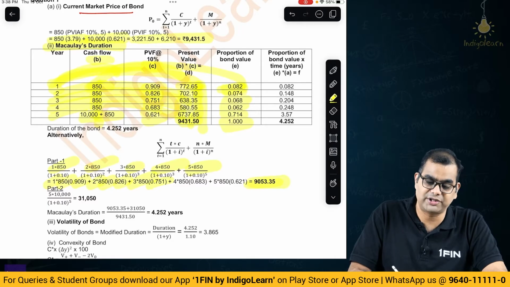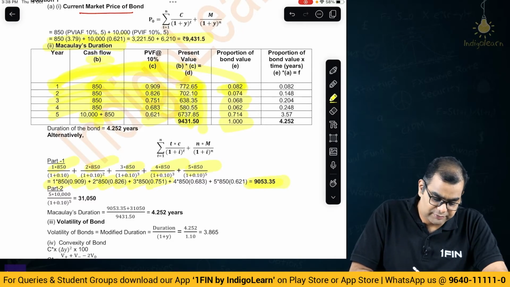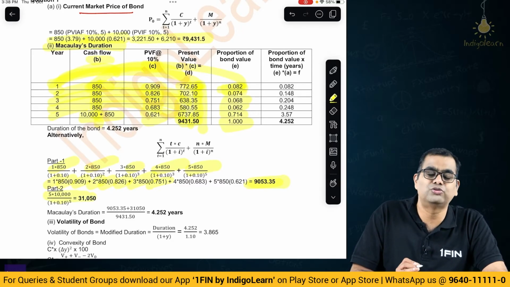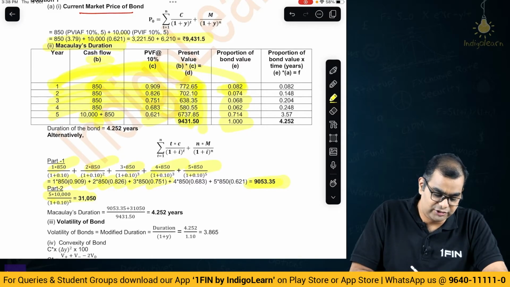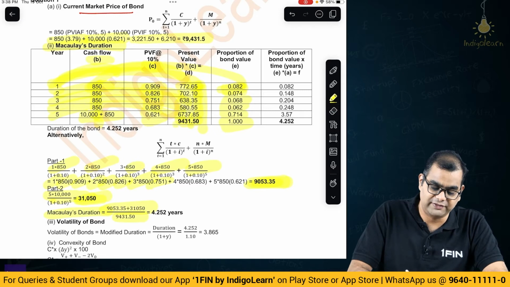So coupon value summation is 9053, and then you do for the maturity value 5 into 10,000 divided by 1.1 power 5, you will get 31,000. So Macaulay duration is 9,000 plus 31,000 divided by price of the bond, which is 9431. So you get 4.252 years.